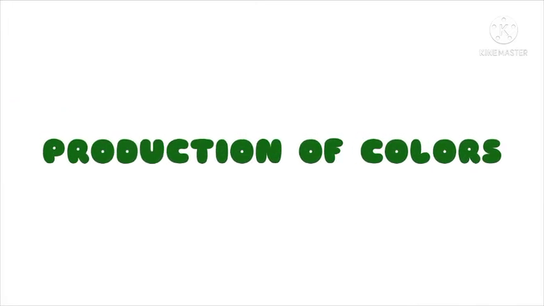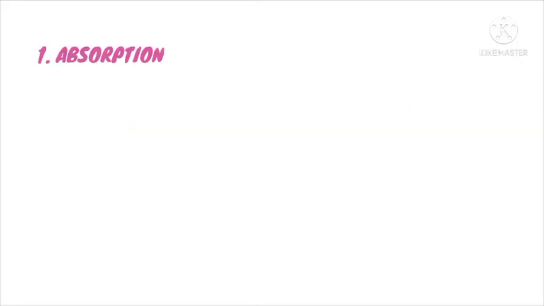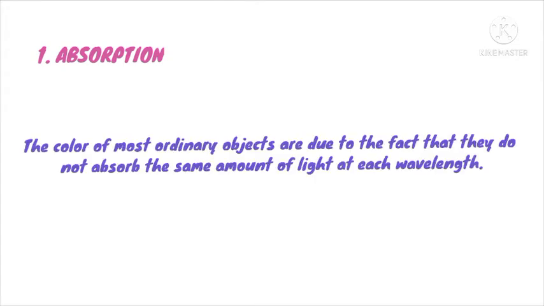Now let's proceed to production of colors. There are a number of different ways in which color is produced. One needs to know the variable quantities of colors so it will be possible to evaluate color as a quality. Number 1, absorption. The colors of most ordinary objects are due to the fact that they do not absorb the same amount of light at each wavelength.